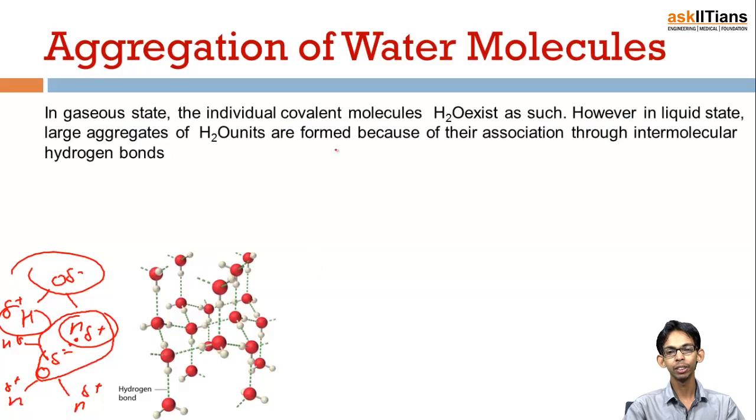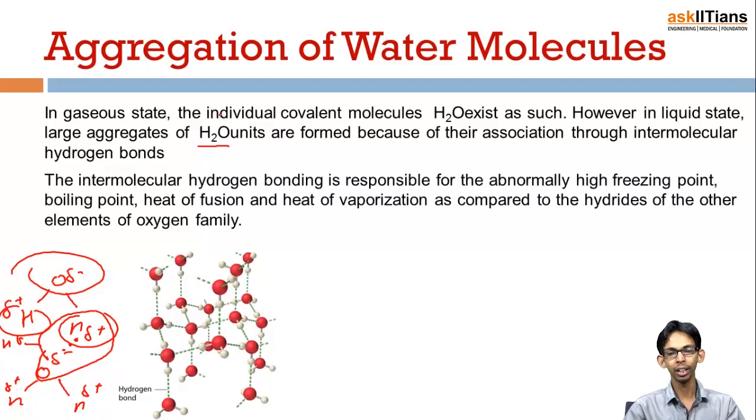In gaseous state, the individual covalent molecule H2O exists as such. However, in liquid state, large aggregates of H2O units are formed because of their association through intermolecular hydrogen bonds. And the intermolecular hydrogen bonding is responsible for abnormally high freezing point, boiling point, heat of fusion and heat of vaporization as compared to the hydrides of other elements of the oxygen family. So there is excessive hydrogen bonding present between the water molecules, because of which they are most of the time present in the form of aggregates, and because of which their boiling point, freezing point, heat of fusion, heat of vaporization are all very high.